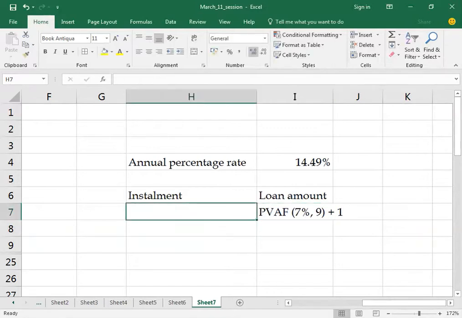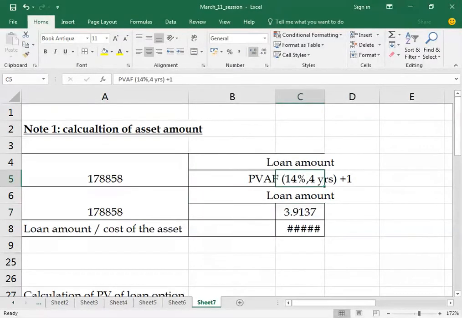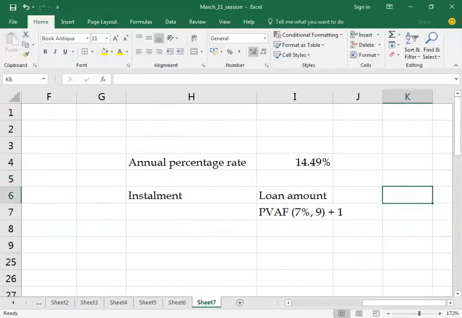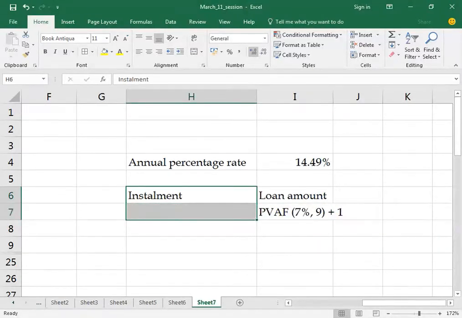This is what we did originally here: PVA 14%, comma 4 years plus 1. Here it is not year, it is half year. So 7%, comma 9 half years plus 1. Any doubts on this? So you're saying it's payable every 6 months. Yeah, beginning of every 6 months. It's paid in 2 sets of 6 months.